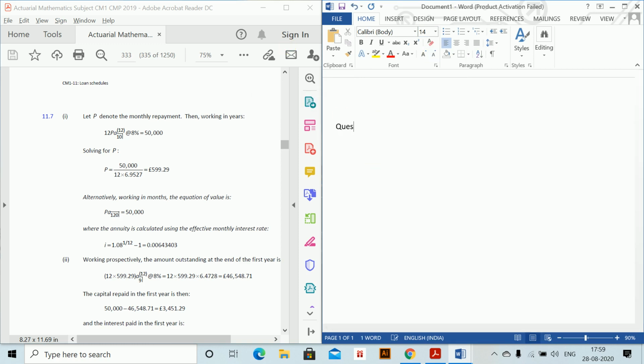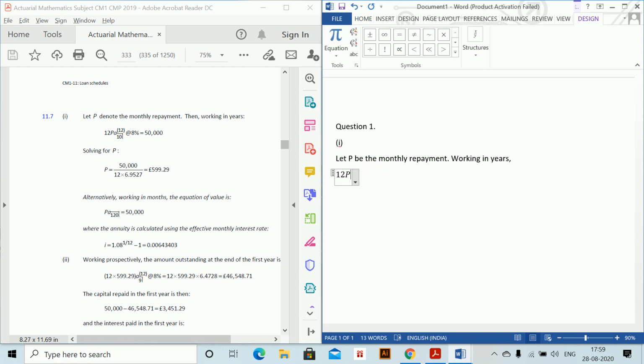So question 1, part 1. Let P be the monthly repayment. Working in years, we are getting 12P, and it's in arrears, so Alt Shift B as we know, and we have to pay it over the 10 years.